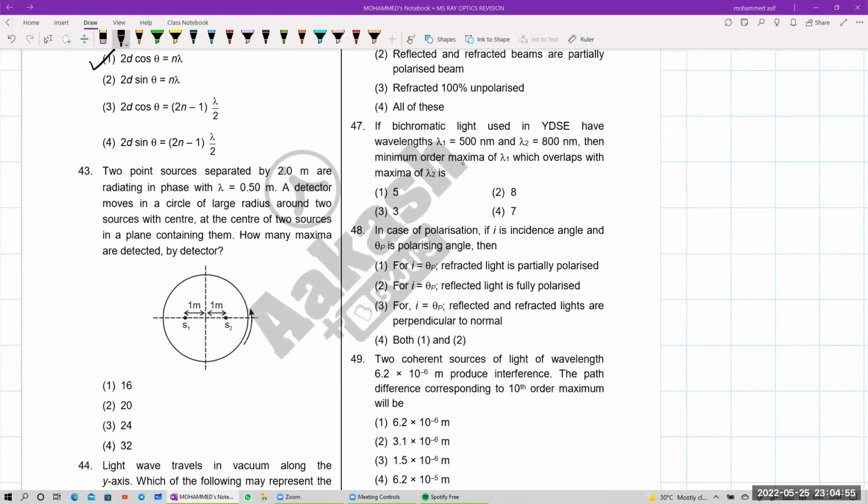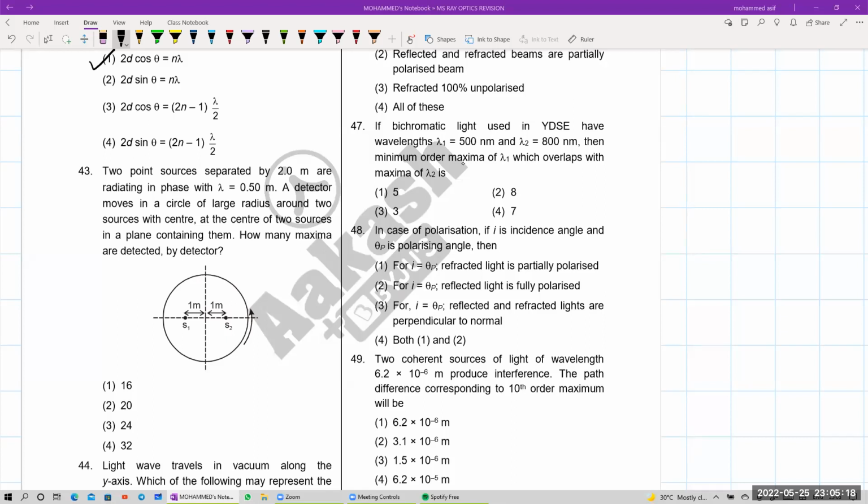Two point sources separated by 2 meters are radiating in phase with lambda equal to 0.50 meters. A detector moves in a circle of a larger radius around the source with a center at the center of the two sources in a plane containing them. How many maxima are detected? Same condition right now बेटा. Maxima के लिए condition क्या होनी चाहिए बेटा? ये ऊपर वाला ही फॉर्मूला लगा रहा हूं मैं बेसिकली.